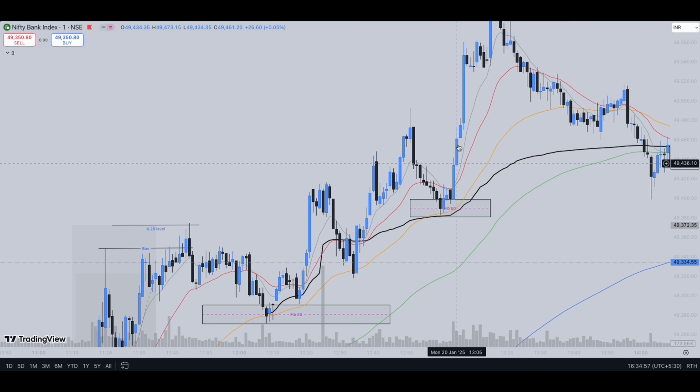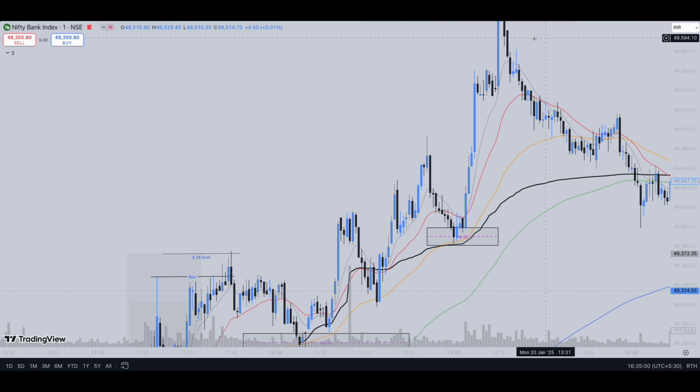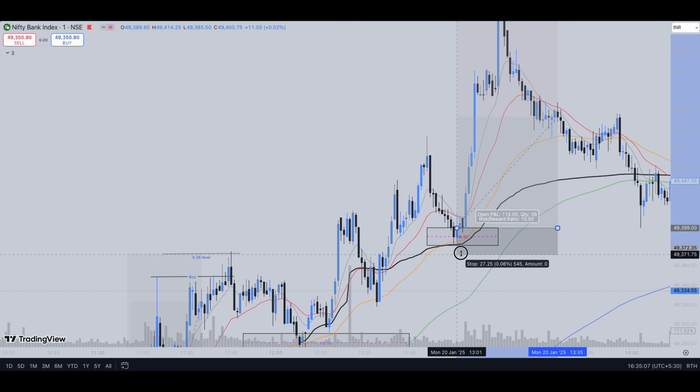After this impulsive momentum, you could have entered a long position also, but I was not here. I didn't take this trade because I was not at that position.